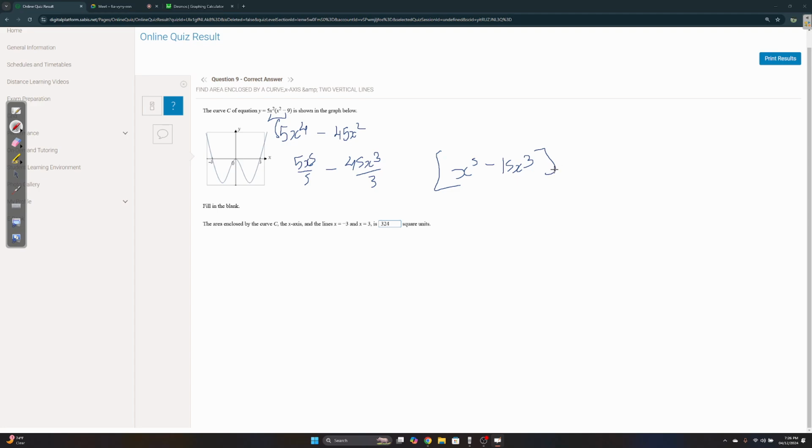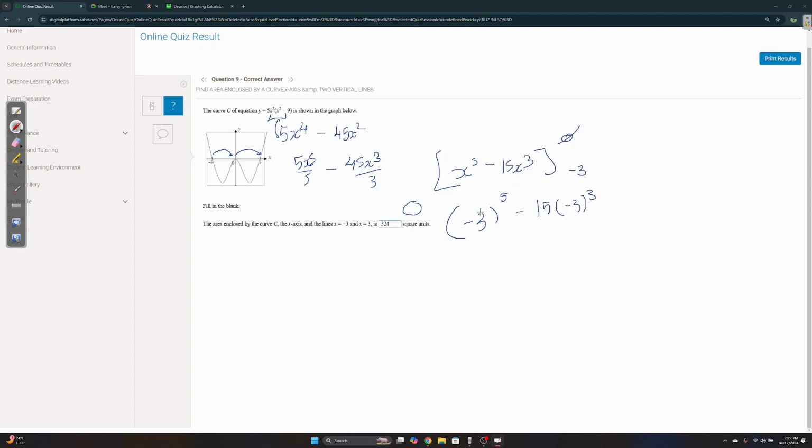We can't go from minus 3 to 3 in one go, we have to go from minus 3 to 0, then 0 to 3. So let's start from minus 3 to 0. Substitute 0, you get 0. Then substitute minus 3: minus 3 to the power of 5 minus 15 times minus 3 to the power of 3. Remember, when you substitute 0, this is a common mistake I always make. Remember, we're subtracting the upper bound minus the lower bound.